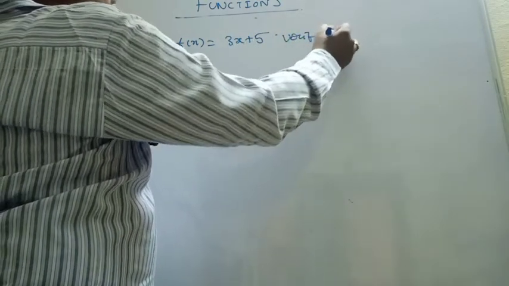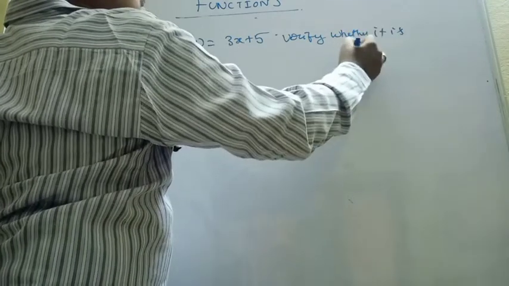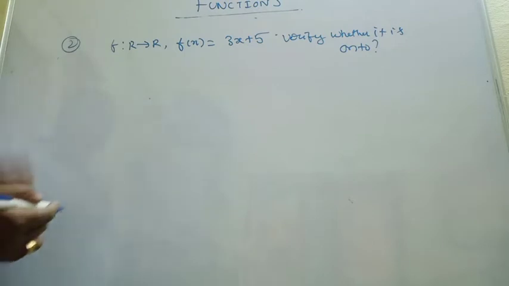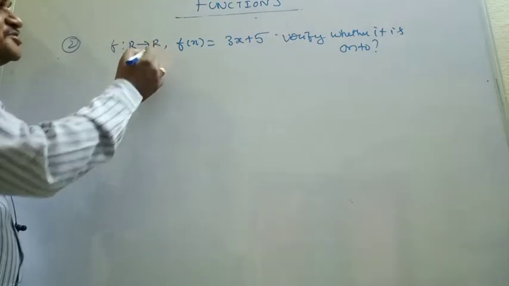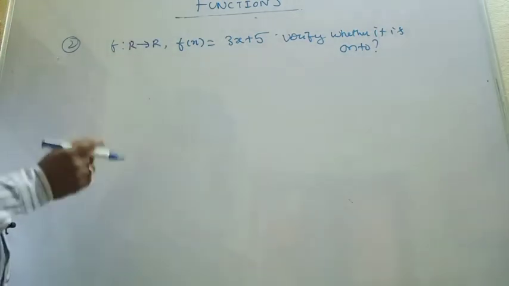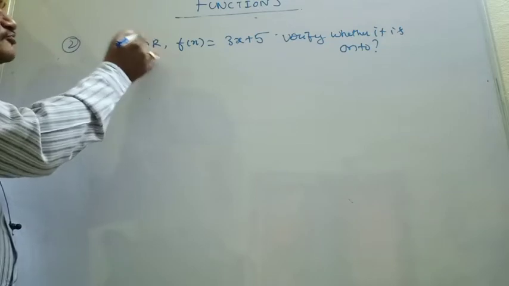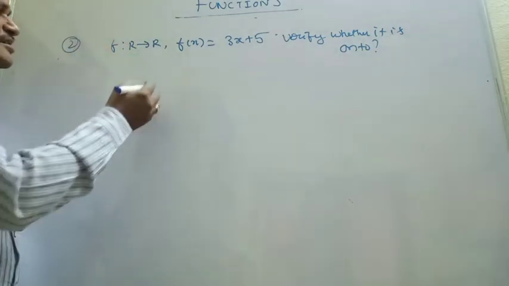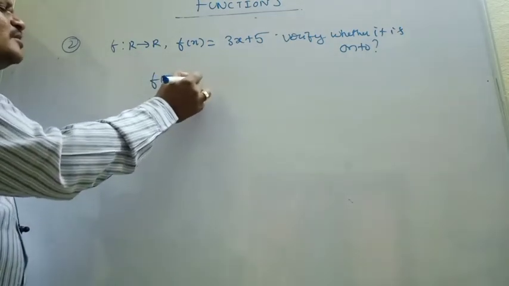Okay, whether it is onto or surjection, let us check whether it is onto. You see how we are going to observe this problem: as I told you, for onto we need range equal to codomain. That means for each and every element in the codomain I have to find at least one pre-image.